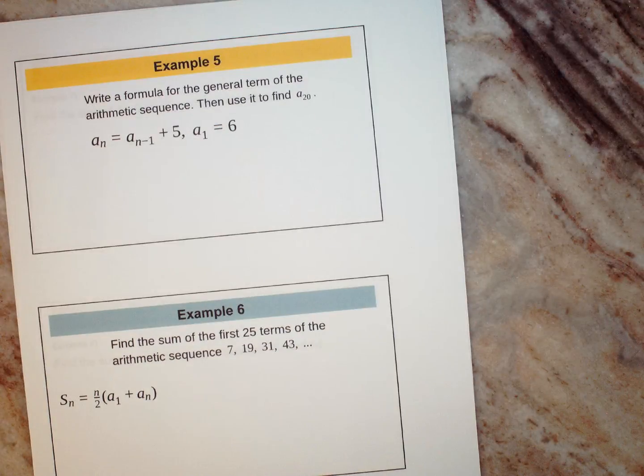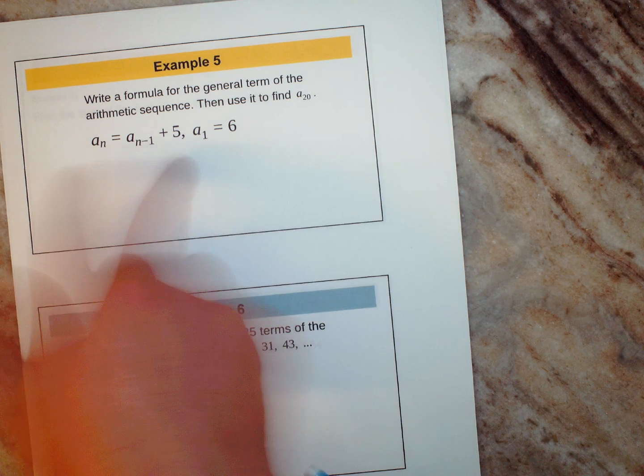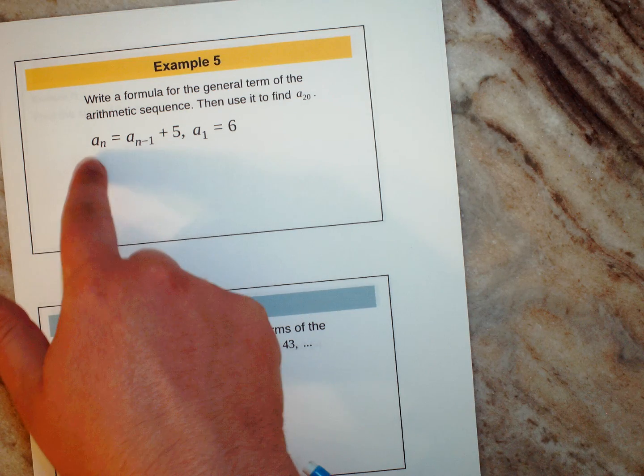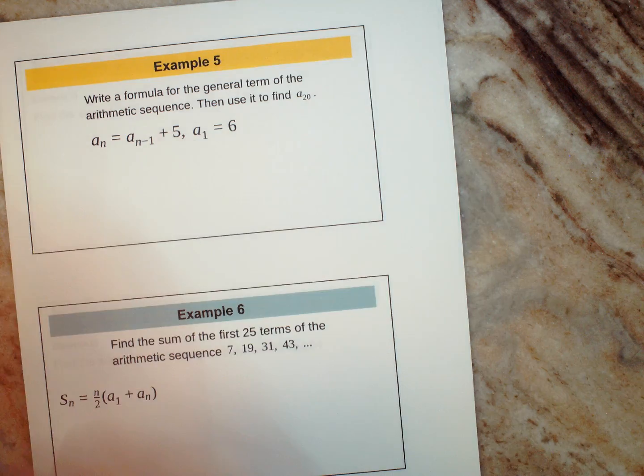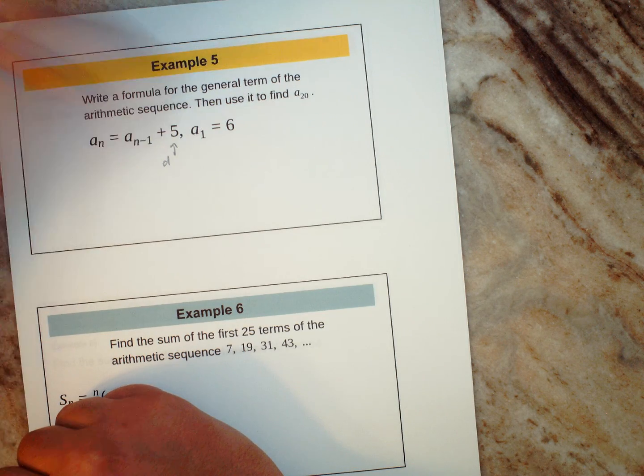So here we're going to write the formula, kind of the same deal. The only difference here is they don't give you the common difference. They just kind of expect you to pull it from this equation. So this equation is saying the next, whatever term you want is found by doing the previous term plus the common difference. So this is our D.